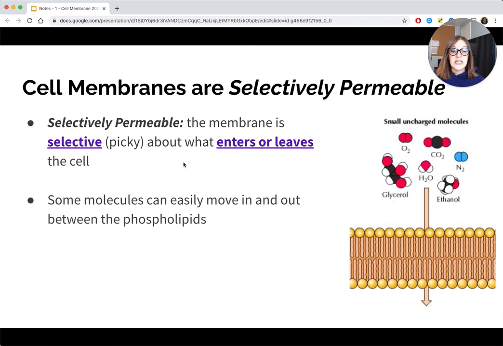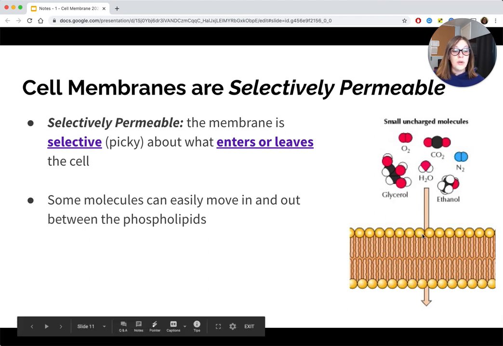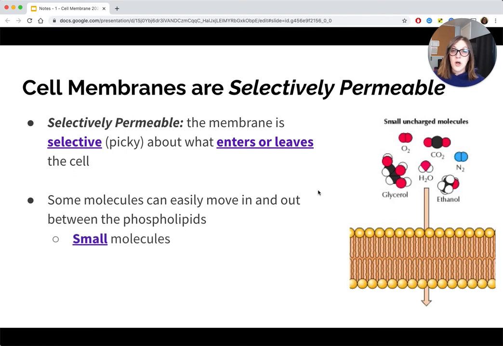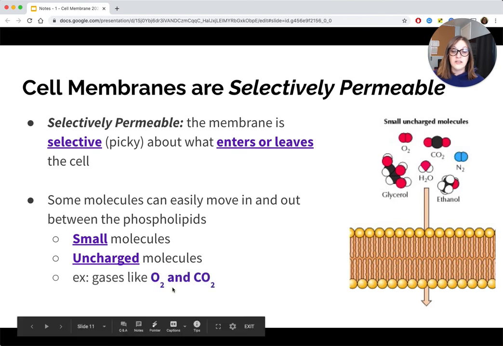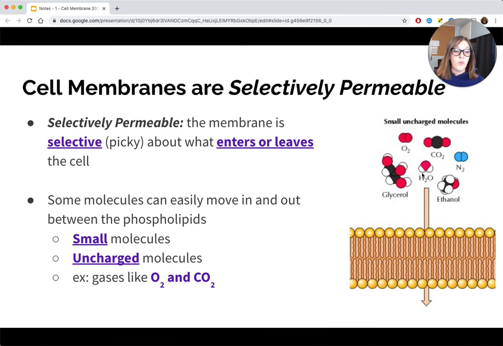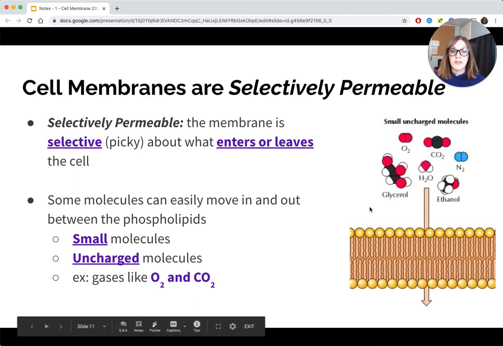Some molecules can easily move in and out of the cell between the phospholipids that build that membrane. The types of molecules that can squeeze between the phospholipids are either small molecules or they might be uncharged. Here are some examples: oxygen gas, O2, and carbon dioxide gas, CO2. You also have water, glycerol, ethanol, and nitrogen. So these are examples of small uncharged molecules that can squeeze between the phospholipids to go from one side of the cell to the other.